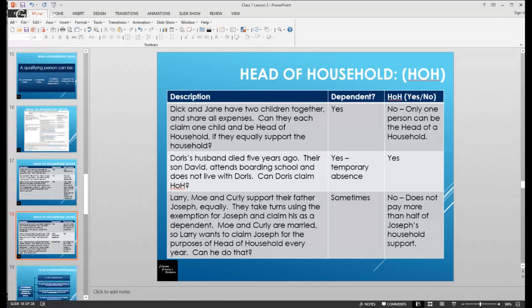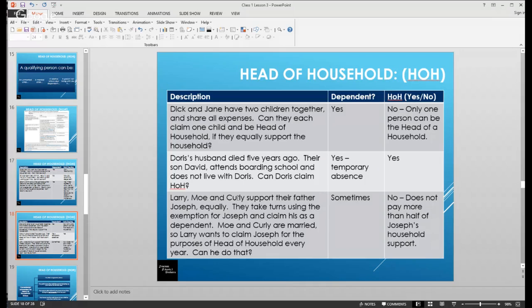Dick and Jane have 2 children together and they share all their expenses. Can they each claim one child and be head of household if they equally support the household? In that case, no. They do have qualifying dependents. However, only one person can be head of household. And one of them would be head of household and the other one would just be single.